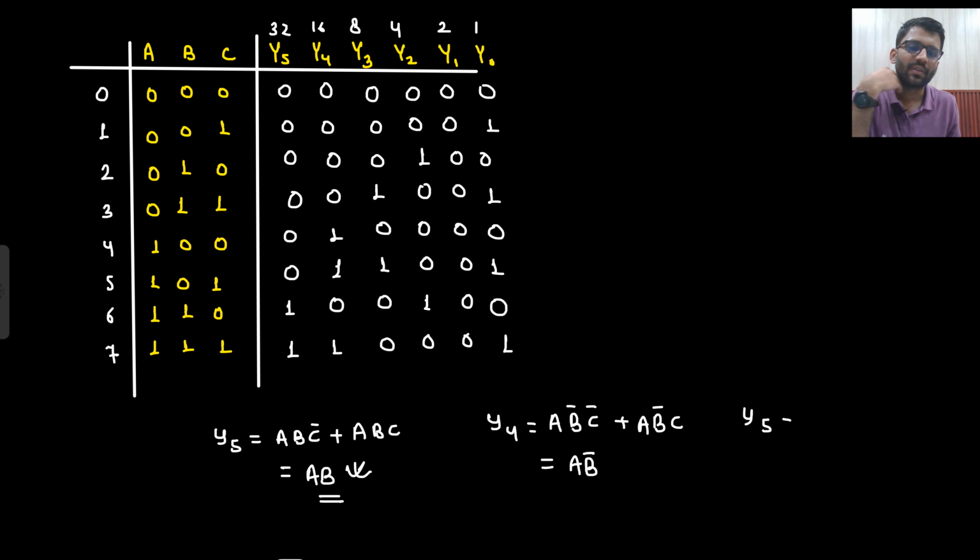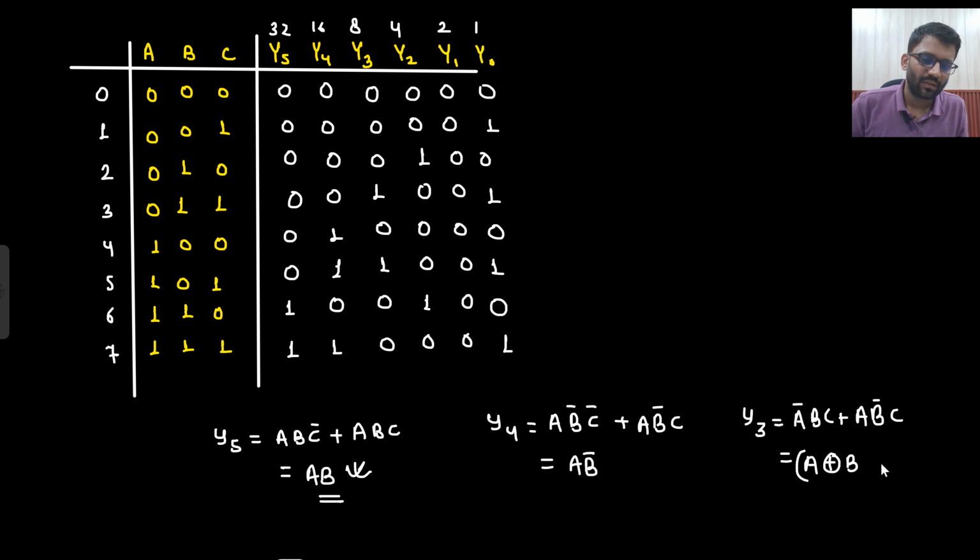What about y3? So a bar into bc plus a into b bar into c. A bar into bc plus a into b bar into c. Okay. So a XOR b into c.